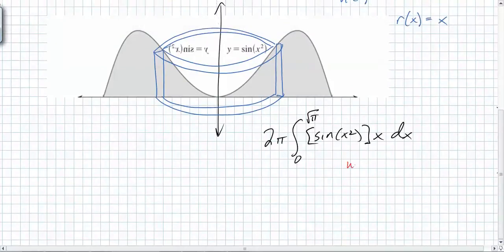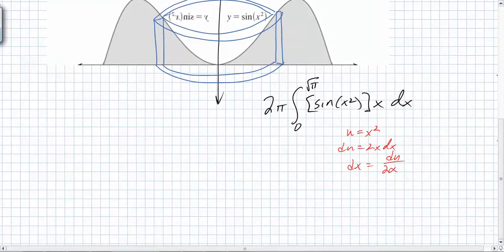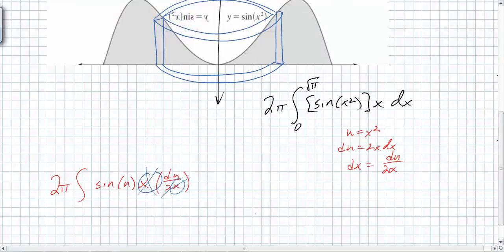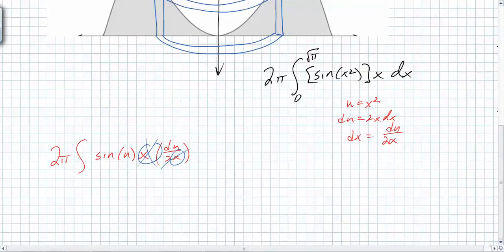Bridget, what's the u going to be in this case? Yeah, so you get du is equal to 2x dx. So dx is du over 2x. So we substitute and we get 2 pi of sine of u times x times du over 2x. What cancels immediately? Well, the magical thing happens. You love getting rid of those x's right there. And then you bring the 1/2 out front, it cancels with the 2. So what are you left with? Pi sine of u du.